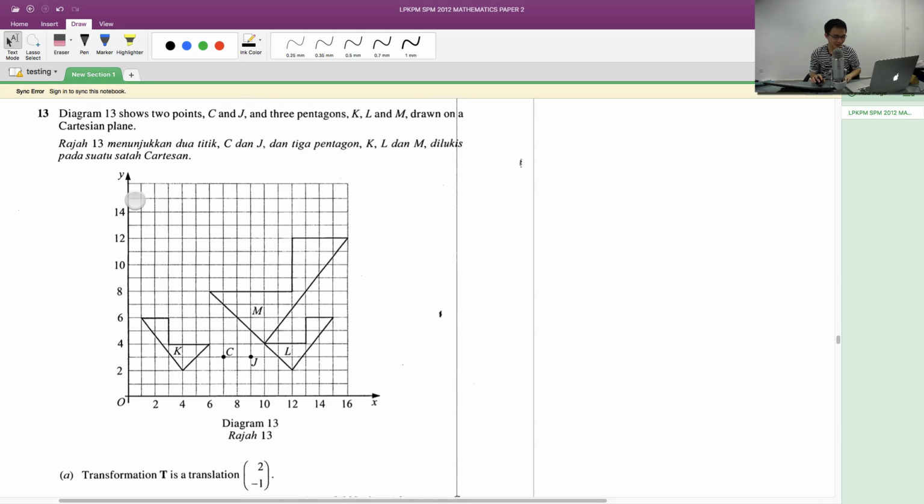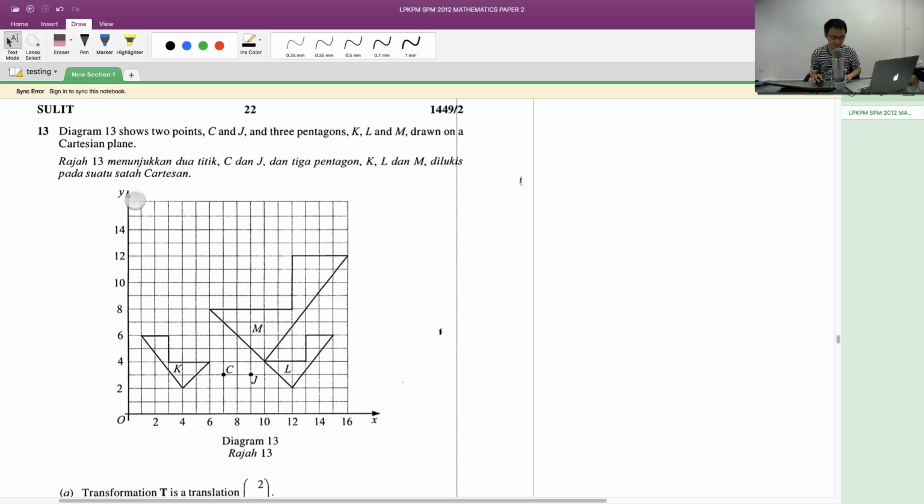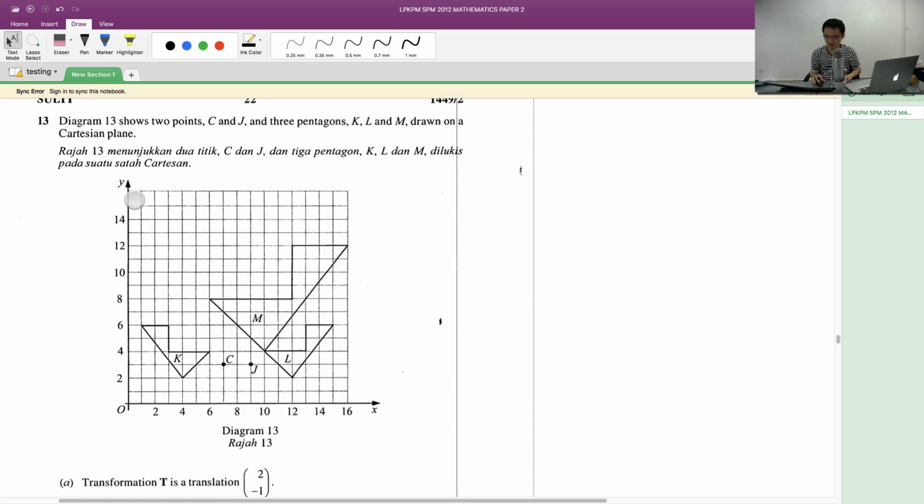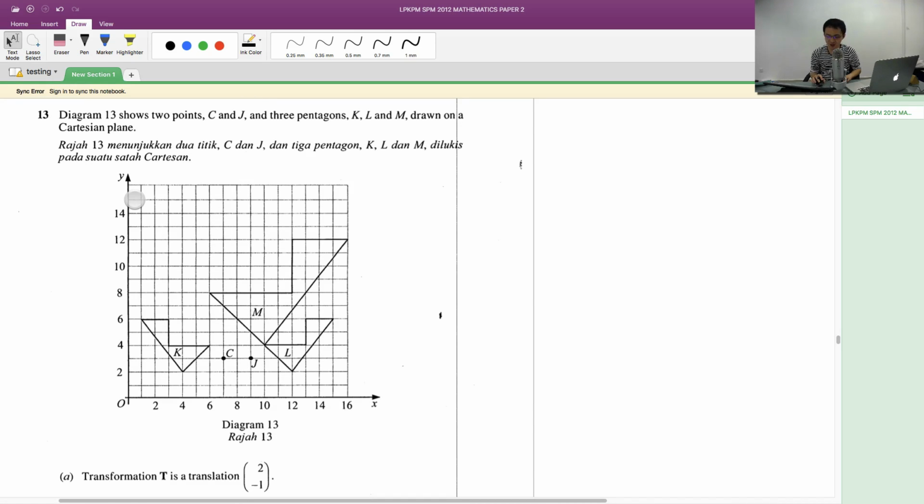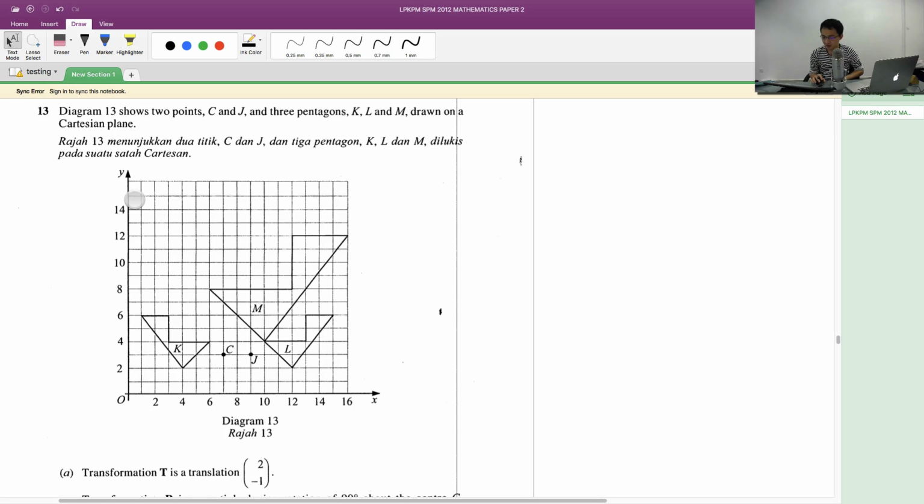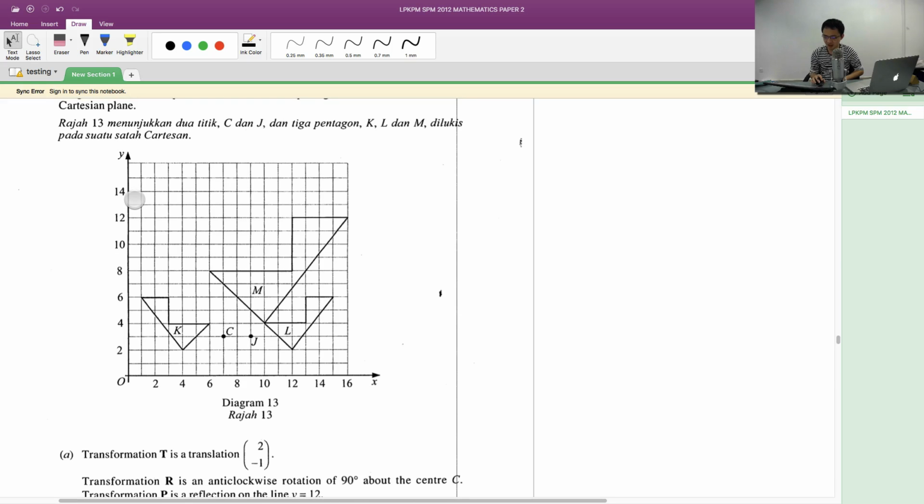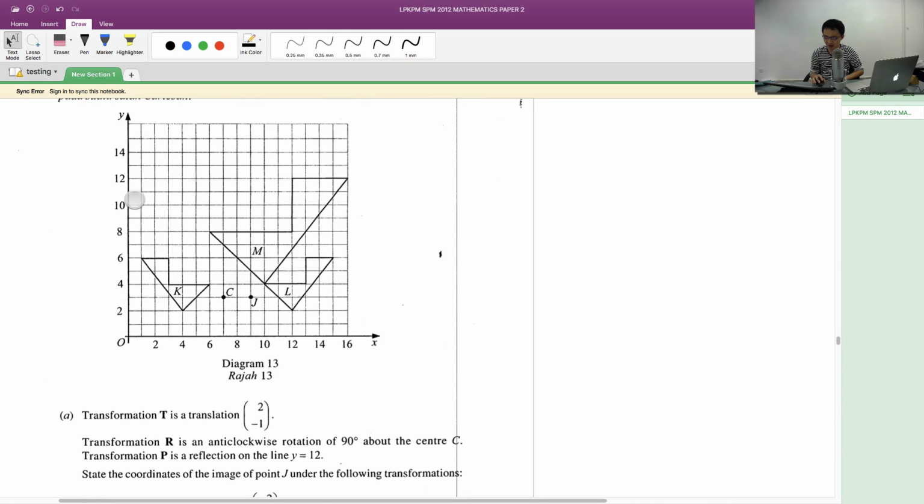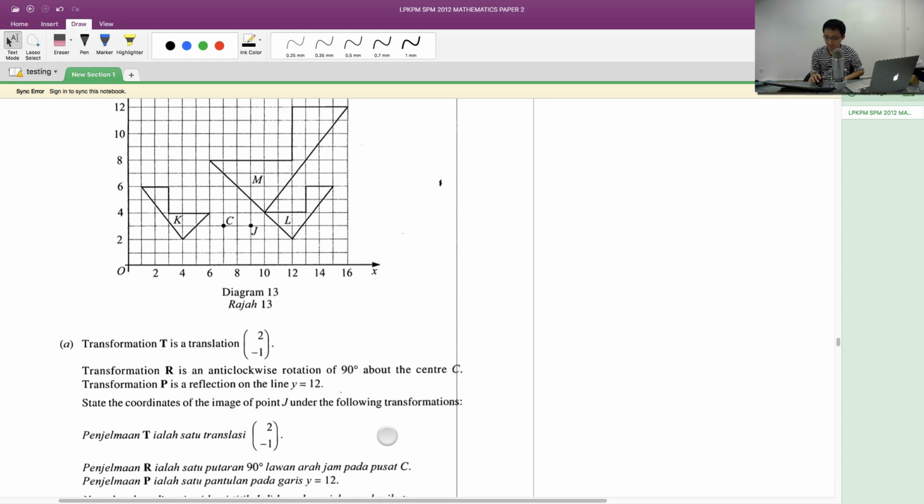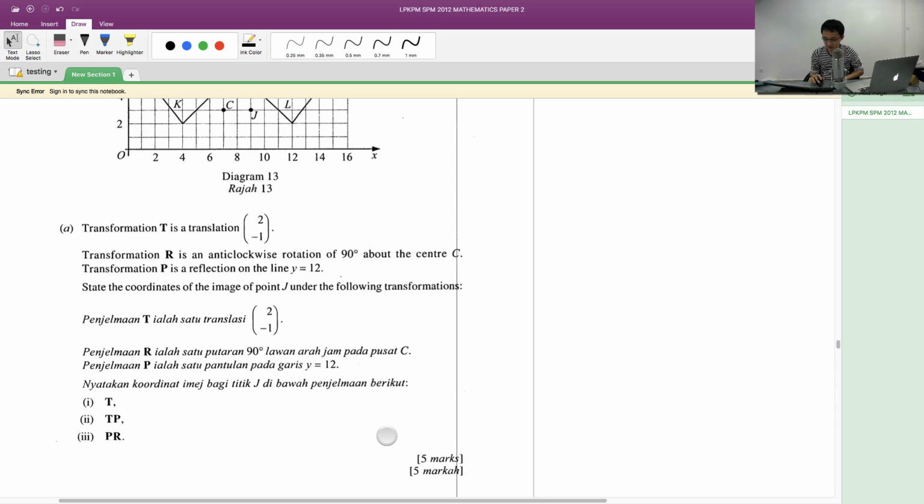Alright, so let's have a look at question 13, transformation. Diagram 13 shows two points, C and J, and a pentagon KLM drawn on the Cartesian plane. T is a translation (2, -1). R is a rotation anti-clockwise 90 degrees at the center C. And P is a reflection on the line y equals 12. Then the first one, what should I do?